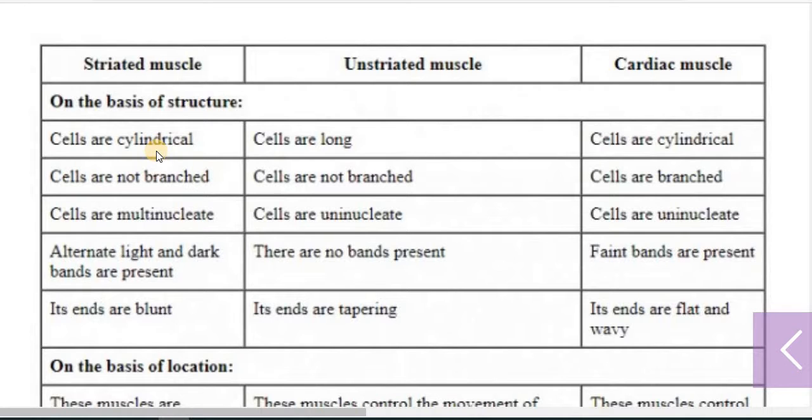The striated muscles are generally cylindrical in shape, while unstriated muscles are long in shape. In cardiac muscles, the cells are cylindrical in shape. Striated muscle cells are not branched, and unstriated muscle cells are also not branched. In cardiac muscles, the cells are branched.